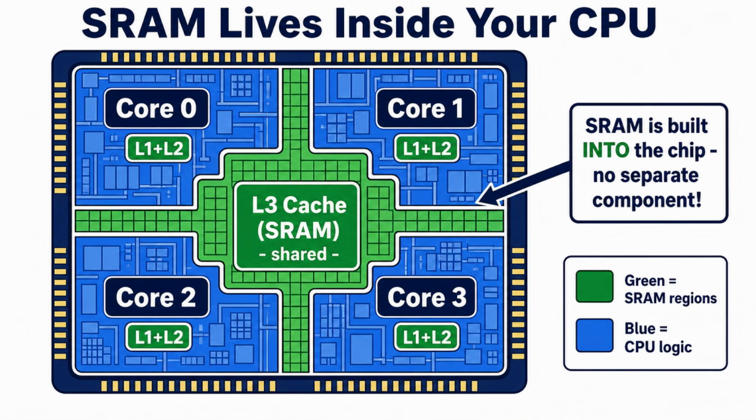Now, let's look inside a CPU chip itself. If you could zoom into a modern processor with a microscope, you'd see that a huge portion of the chip area is dedicated to SRAM. The cache regions are literally baked into the processor die. There's no separate chip, no cable connecting them. The SRAM is right there, physically adjacent to the CPU cores. That's another huge reason it's so fast. The data doesn't have to travel far at all.